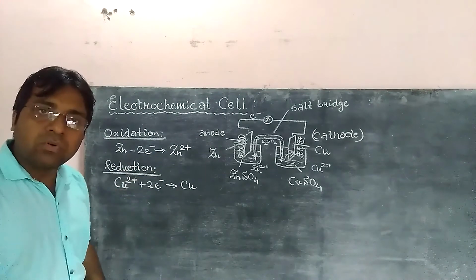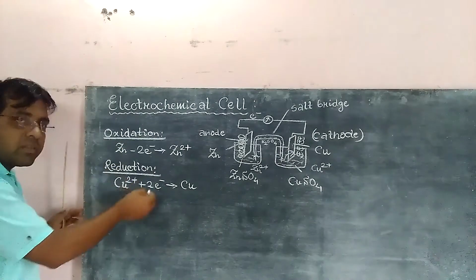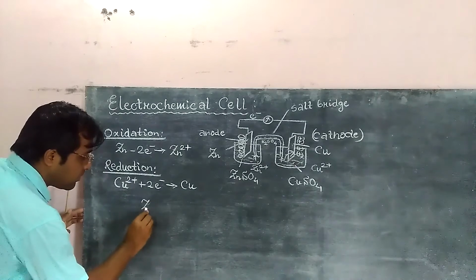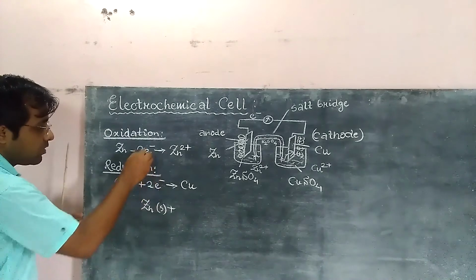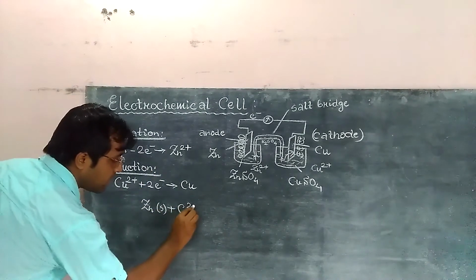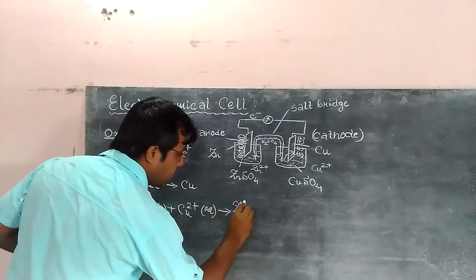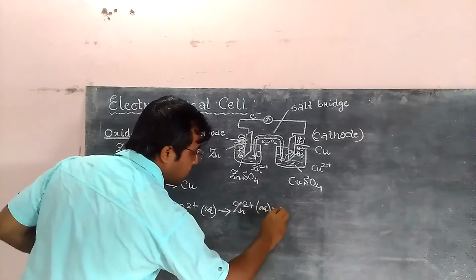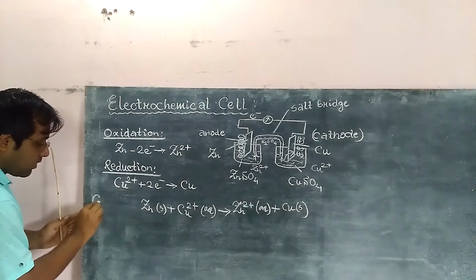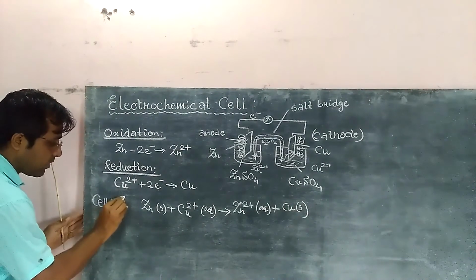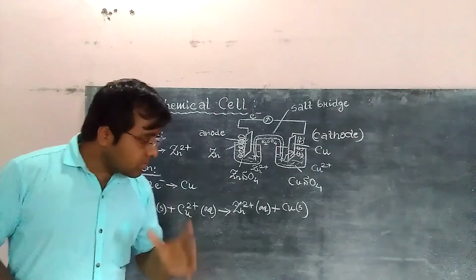Now if you want to write the overall cell reaction for this, how can you write? That's very easy. You combine these two. Zinc here is in solid state, so this part will be cancelled out. It is in aqueous state, so Zn2+ aqueous plus copper. So this is the overall cell reaction for an electrochemical cell.